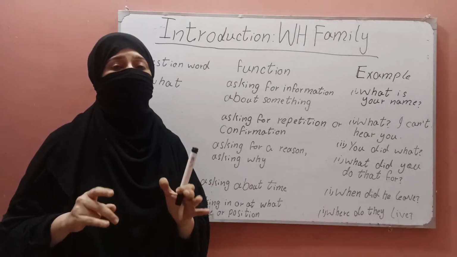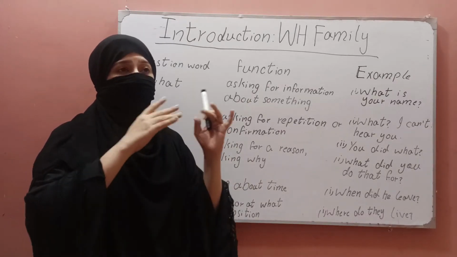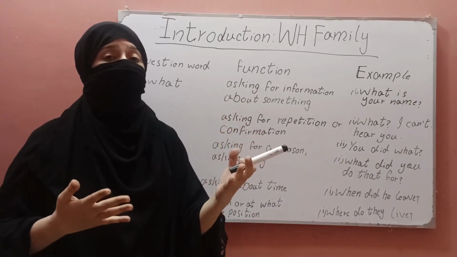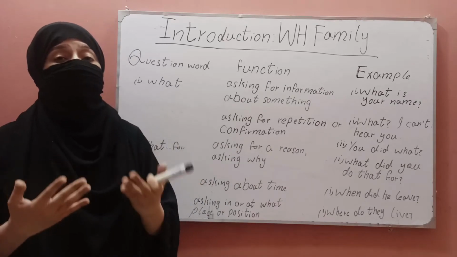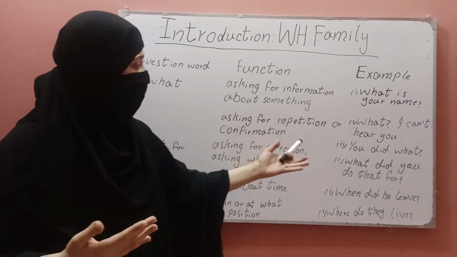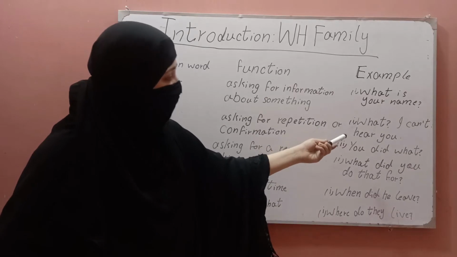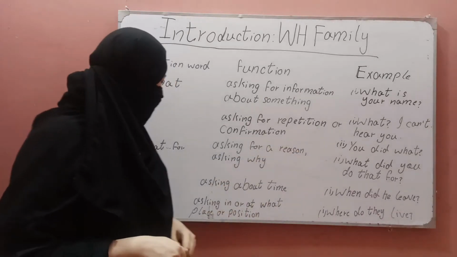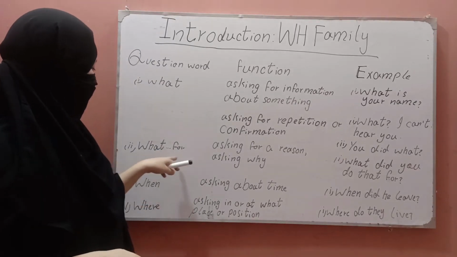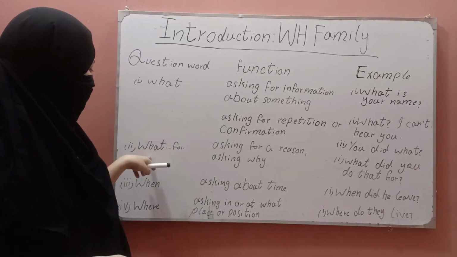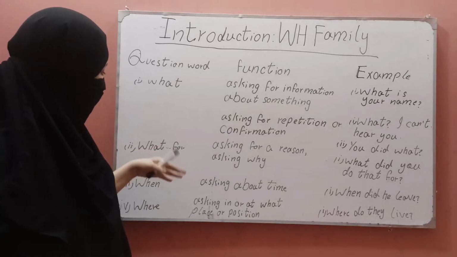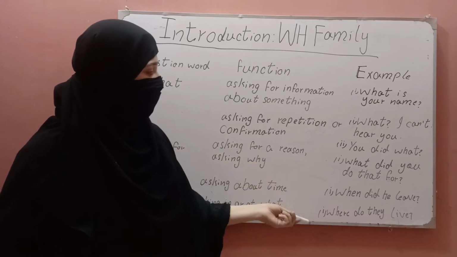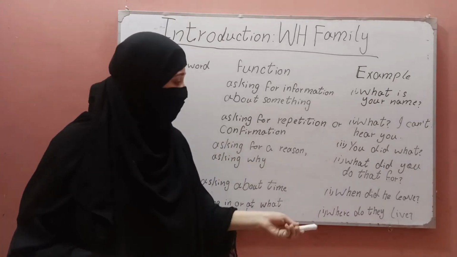When the thing is not confirmed, or the voice that reaches you is not clear, like what did he say, what is the meaning, what is the purpose of the other person saying it, then you say, what, I can't hear you, and you also say, you did what. And the other word is what for. The word is what, but it is used for asking for a reason, or asking why. The example is, what did you do that for?